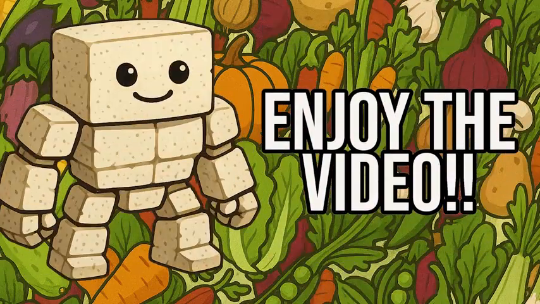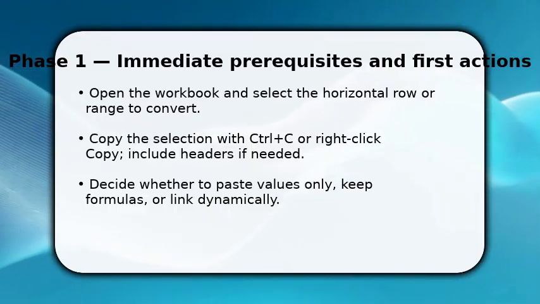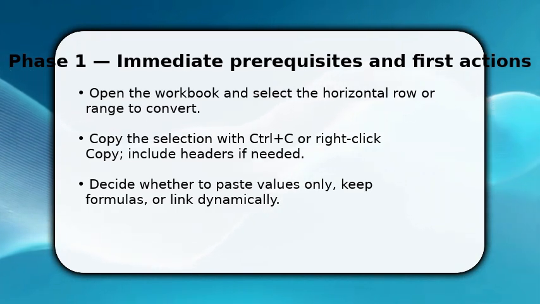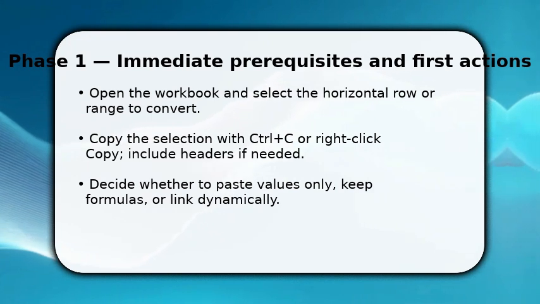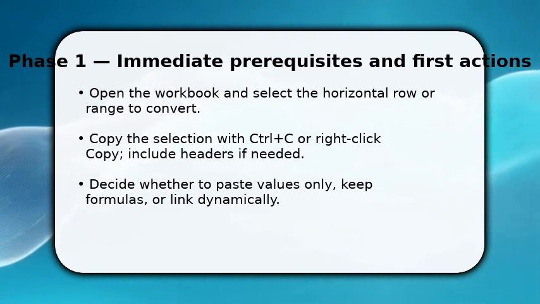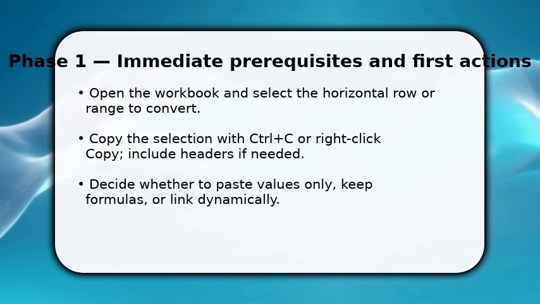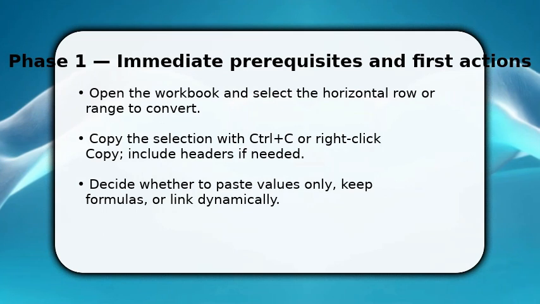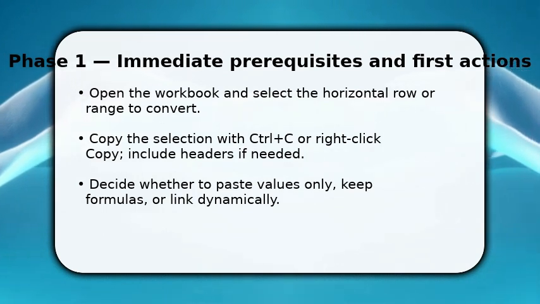Please enjoy the video. You start by choosing the exact horizontal range you want to flip into a vertical list. This reduces errors later. Once selected, copy it with Ctrl+C and make sure headers are included if they'll be part of the final column. If you need static numbers, plan to use paste values. If you want formulas preserved, plan paste formulas. These choices matter because they determine whether data updates when the source changes, and they influence the next step.